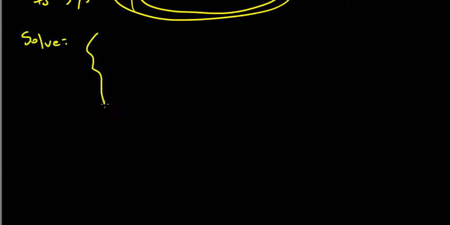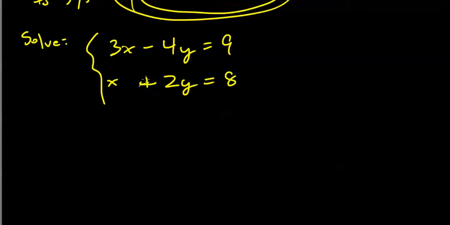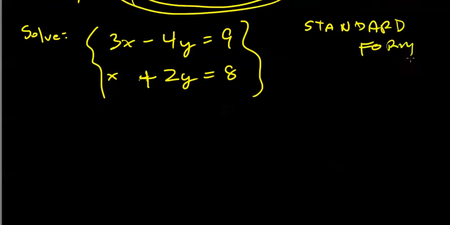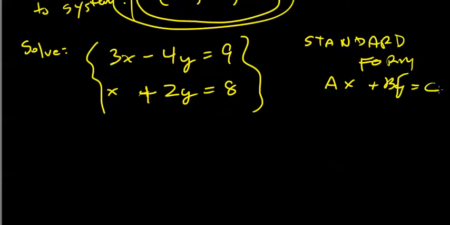Solve another 2 by 2 system, 2 equations with 2 unknowns. 3x minus 4y equals 9. x plus 2y equals 8. Alright, both these equations are in standard form. Remember, standard form of a line equation is ax plus by equals c. Basically, I've got a multiple of x plus a multiple of y equaling some constant. Now, not all line equations, as you know, are in standard form, but at least the first few here are.